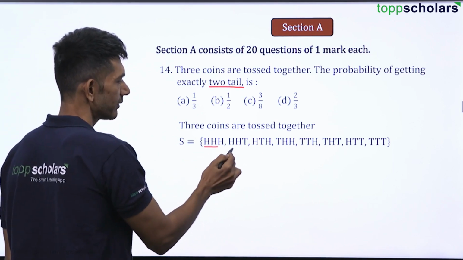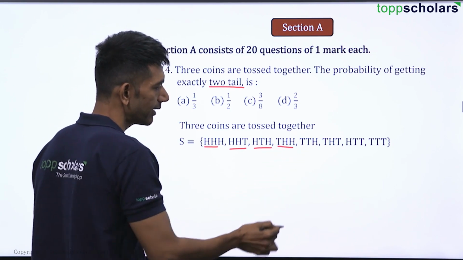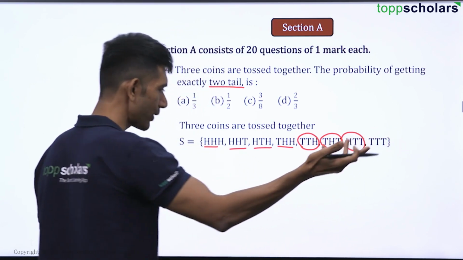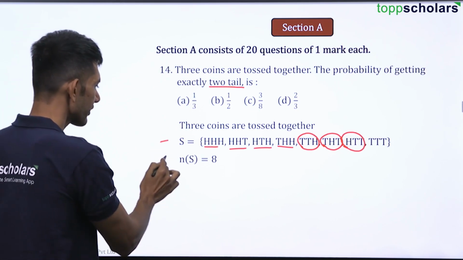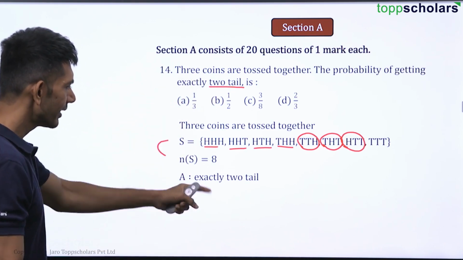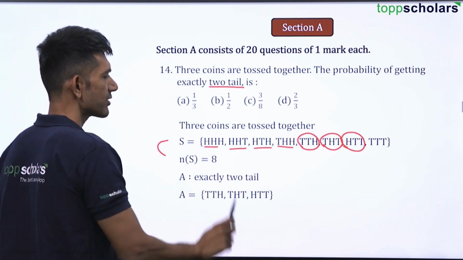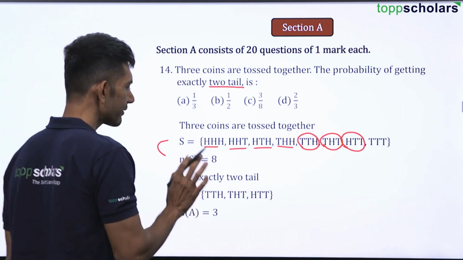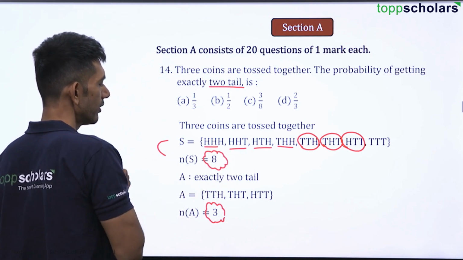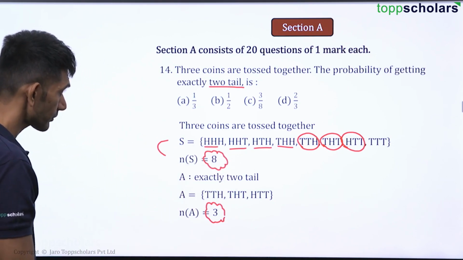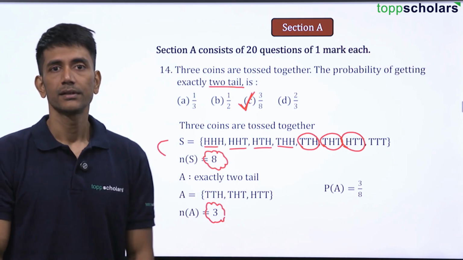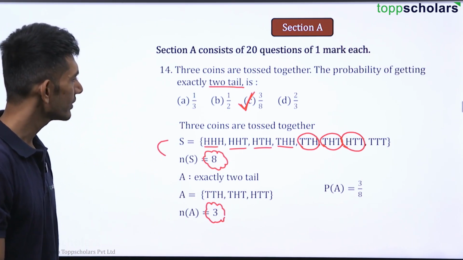Here no tail is there, here only 1 tail, here 1 tail, 1 tail, exactly 2 tails, exactly 2 tails, exactly 2 tails, here 3 tails. We don't need that. So obviously n of S is 8 and let A be an event. You can define the event, but anyways it is an MCQ, so do it quickly. Exactly 2 tails. So TTH, THT, HTT, and then we have n of A as 3. So n of A is 3 and n of S is 8. So what will be the probability of event A? 3 by 8. So 3 by 8 is the right answer. Clear? Simple? Very easy question.